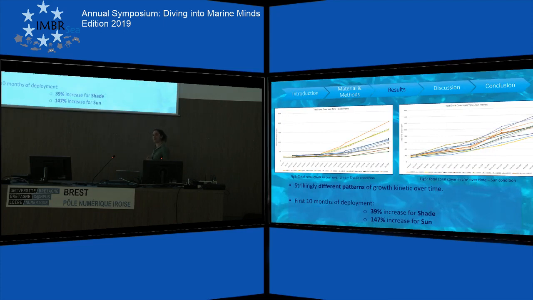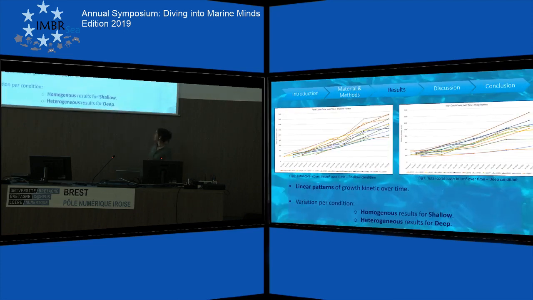The growth kinetic was also studied, represented as the total coral cover over time. So here for the sunlight exposure factor, we can see that we have quite different patterns. The sun frames all present a quite linear increase ever since deployment time. But for the shade frames, we see a really low increase of coral cover during the first 10 months of deployment, with only around 39% increase, compared to 147% increase for the sun frames during the same period. And it's only after this that the coral cover increases dramatically until it reaches levels that are comparable to the sun ones at the end of the total period.